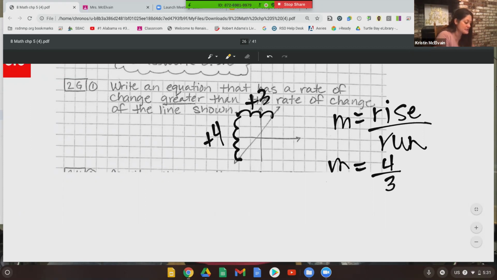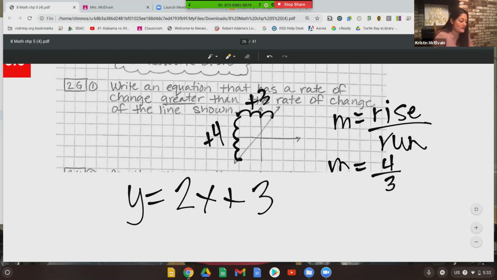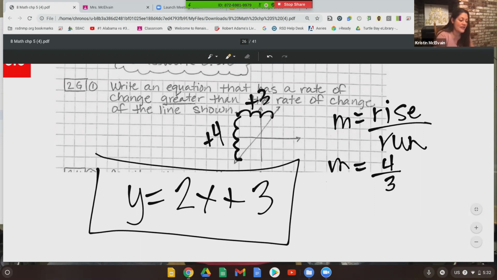So let's do this. We're going to say y equals, and we're going to have a slope bigger than 4/3, 2x, and then it doesn't matter what our b is. Okay, so let's say plus 3. All right, so this is the equation of a line that has a rate of change greater than 4/3. Okay, and that's how we'll show it.